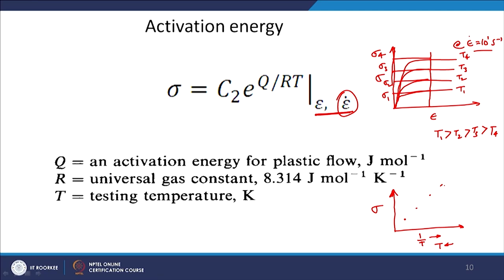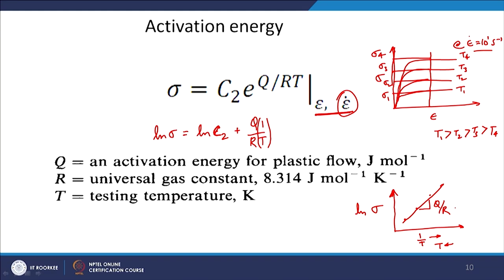Okay. So, if I plot now, as you can see, I have 1 by T, and sigma I have to take as log, because to make this equation linear I will be taking logarithm on both sides. It will be something like this, with this C2 and an exponential term. So, basically your Q by RT will come like this. Now, if you see this particular equation, it is a linear equation: this is y, this is your constant C, plus 1 by T is your x axis. So, Q by R becomes your slope. If I plot a straight line here, Q by R becomes the slope of this equation.